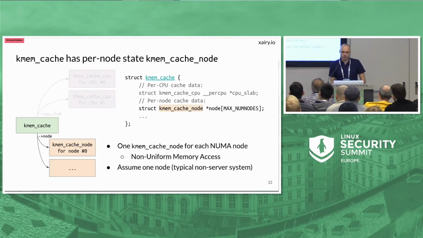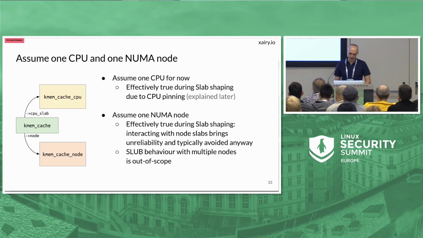Then we have this other pointer, or an array of pointers, to kmem_cache_node structures. There is one instance of this structure for each non-uniform memory access node that you have on the system. This is also done for performance reasons. You can imagine you might have a computer with different memory banks, with different access properties. Within this talk, we're going to assume that we only have a single NUMA node. Discussing multiple nodes is just out of scope.